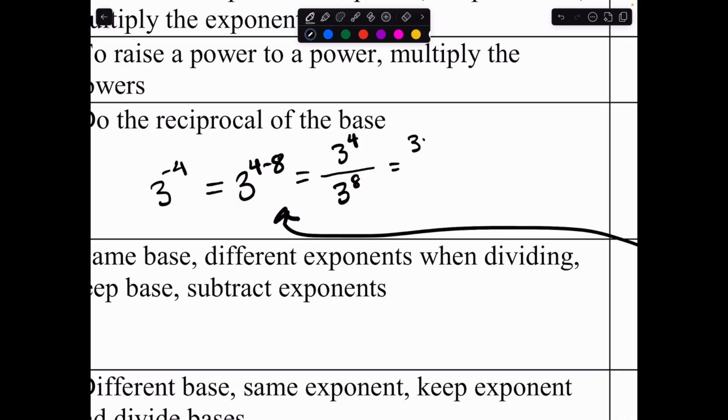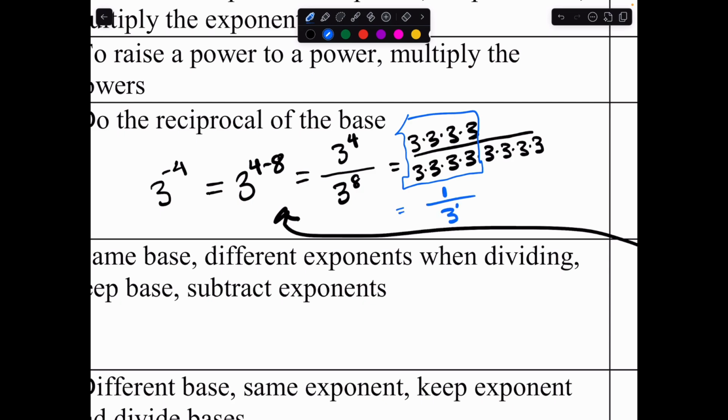And again, that's 3 times 3 times 3 times 3 over 8 factors of 3 multiplied together. And again, this is just a big fat 1. But then we'd be left with 1 over 3 to the 4th. So, you may not have seen negative numbers in your exponent before, but this is why it works. It comes from our quotient rule.